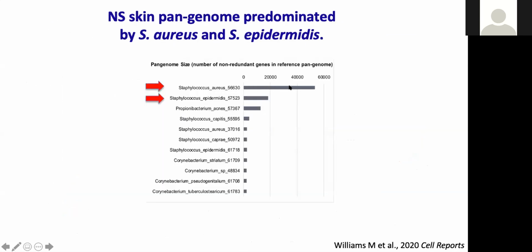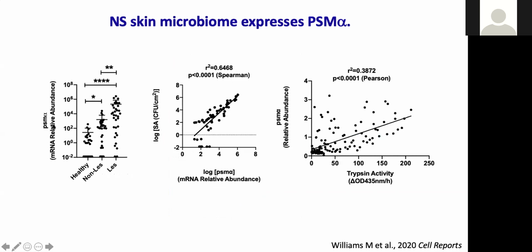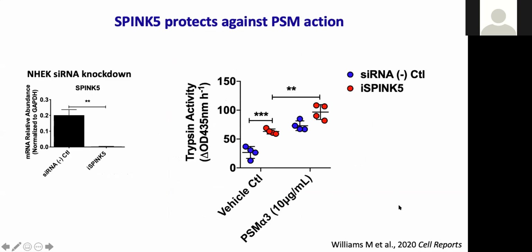So Staph aureus, big part of the genome, but Staph epidermidis, the second most abundant. In the Netherton's patients, if we looked at their lesional skin, their genome, a big component of that was not found in the healthy skin. And when we looked at those toxins that Mike described, we found that the Netherton's patients in the non-lesional and the lesional skin had a lot of those protease-inducing peptides. And the amount of peptide we found on Netherton's correlated exactly with the amount of Staph aureus, and the trypsin activity on the human skin correlated with the amount of the toxin that was present there.